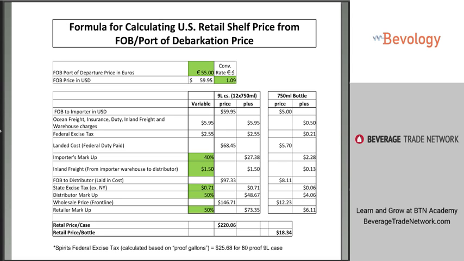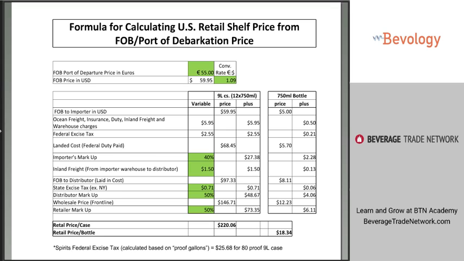But what I've done here is highlighted in green those numbers that you can adjust or confirm or change yourself. So here, I've got it as a 55 euro FOB price at the port of debarkation. Yours could be 30, could be 80, could be anything. And then also you can change the conversion ratio. I'm using $1.09 because that's just what it happens to be today, the day that I'm recording this.